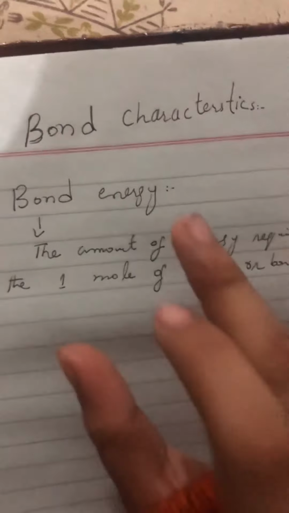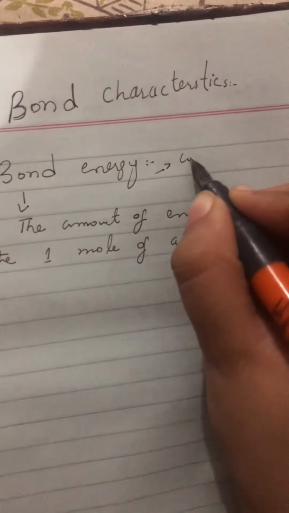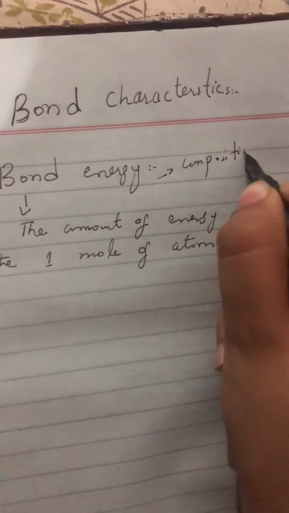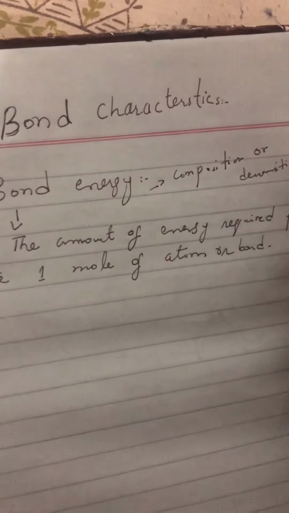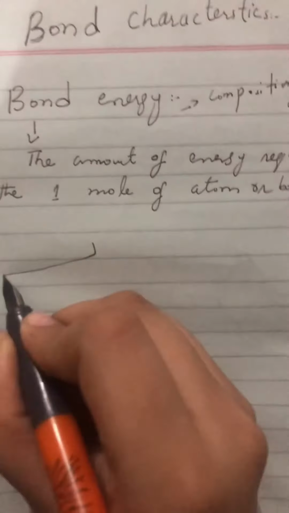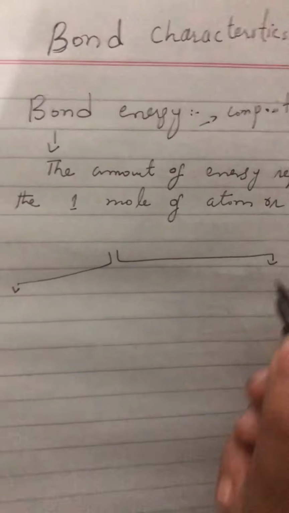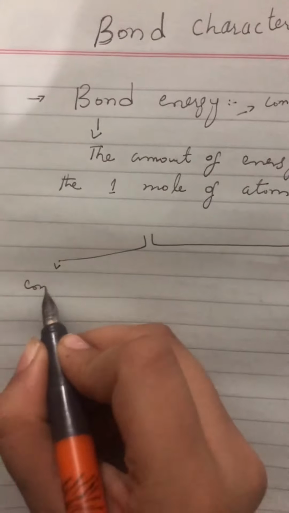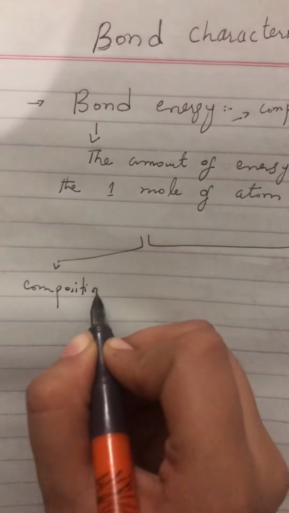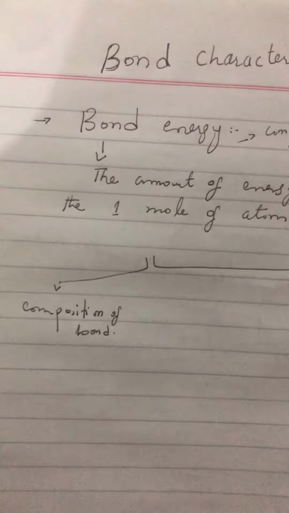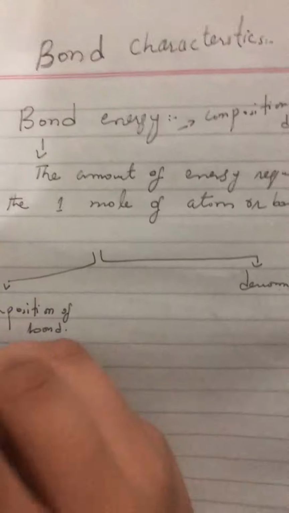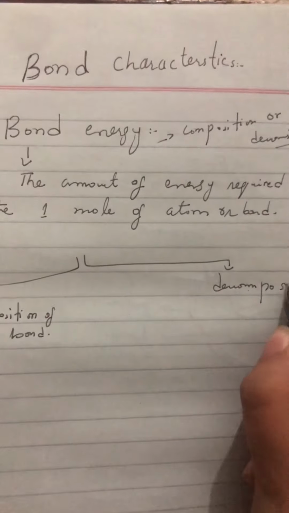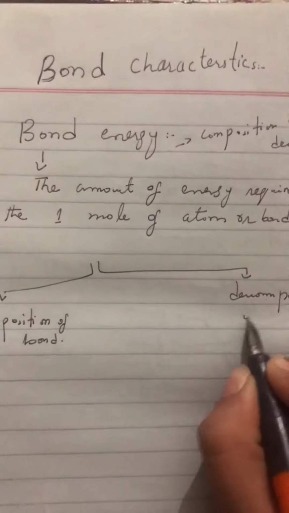Or we can also say the amount of energy required for the composition or decomposition of a bond, that is called the bond energy. In bond energy we have two things. Number one is making of the bond, or we can say composition of the bond, and number two is decomposition of the bond.